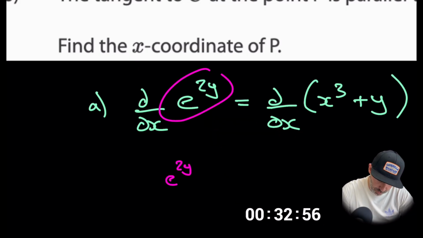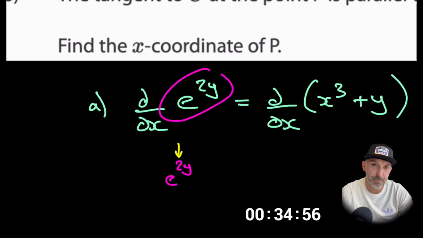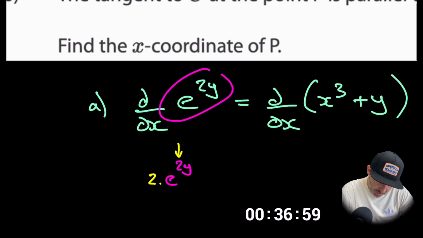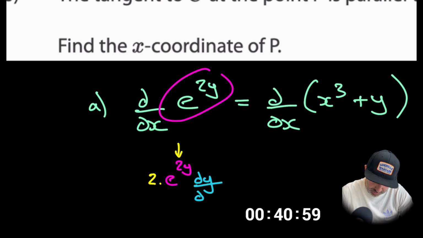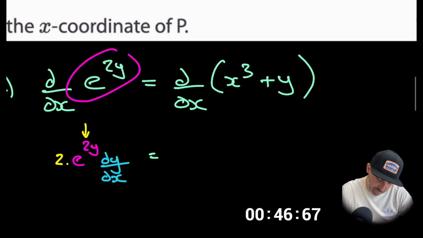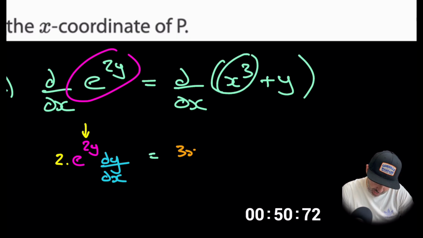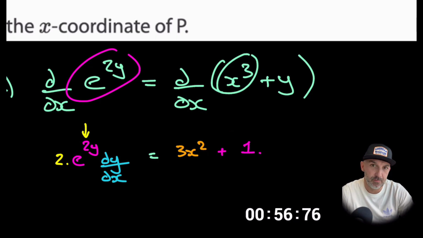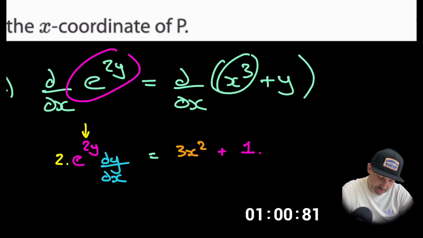But then we have to times through by the derivative of the exponent, which is actually the 2, and then we have to times by dy by dx. That was part of the chain rule that was explained in my tutorial video. And therefore on the right, when we're differentiating these with respect to x, this first expression will just come out to be 3x squared, and the second expression, the derivative of y will just become 1, but then we have to have dy by dx.